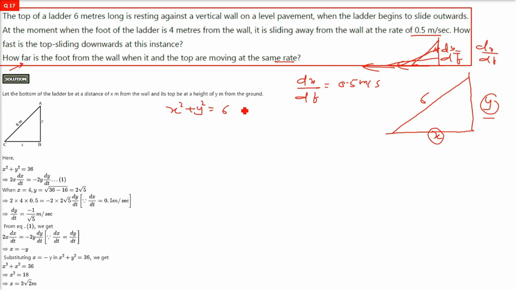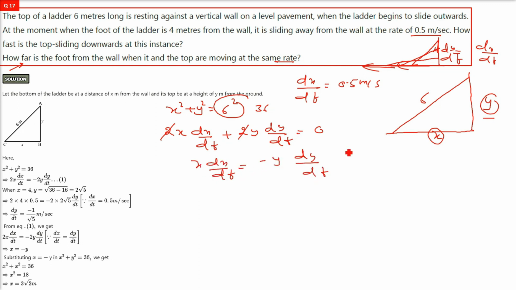So let us use the Pythagoras theorem, x square plus y square is equal to 6 square. Let us differentiate it. 2x dx by dt plus 2y dy by dt is equal to 0, since 36 is constant, so after differentiation it will be 0. Divide everything by 2, you will get x dx by dt plus y dy by dt is equal to 0. So x dx by dt will be equal to negative y dy by dt. Now x and y have a relationship, and in the question it is already given that dx by dt is equal to 0.5 meter per second, because it is sliding away from the wall at the rate of 0.5 meter per second.